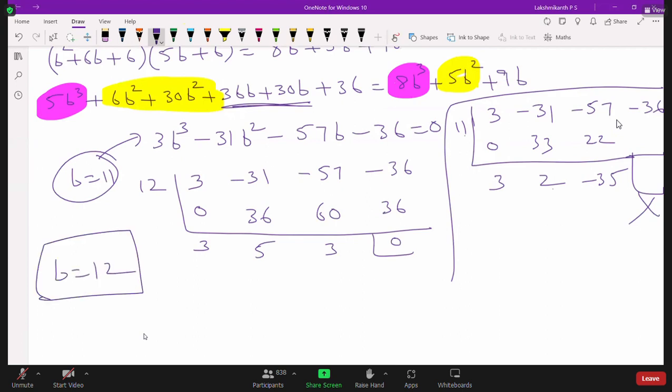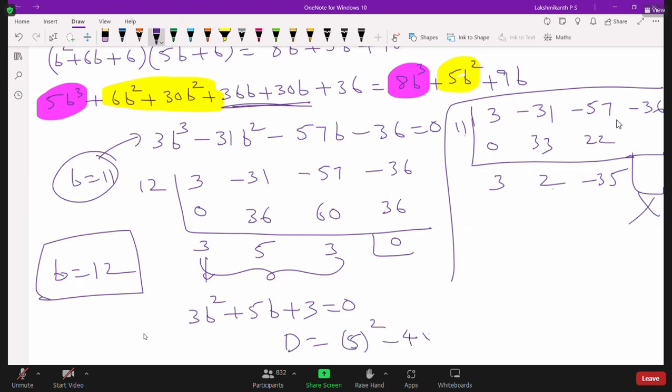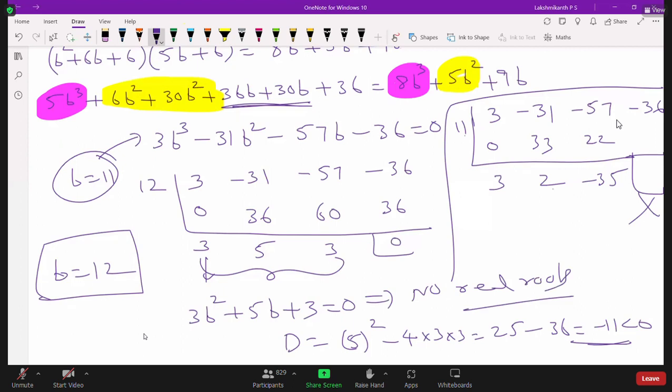Now this one you can write as a quadratic equation: 3B square plus 5B plus 3 is equal to 0. Now check how to find roots. Check the discriminant, B square minus 4AC. The coefficient of the square term is 5. So 5 square minus 4 into 3 into 3, so 25 minus 36. This is a negative value, minus 11. So you won't get real roots. No real roots for this. So only one value is possible, only B is equal to 12 is possible.